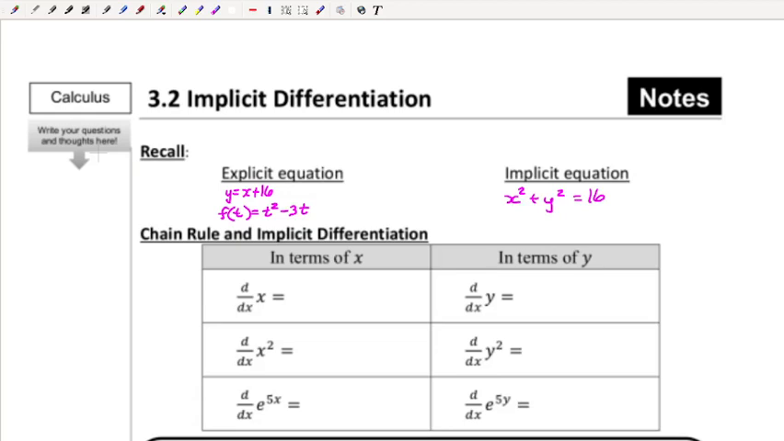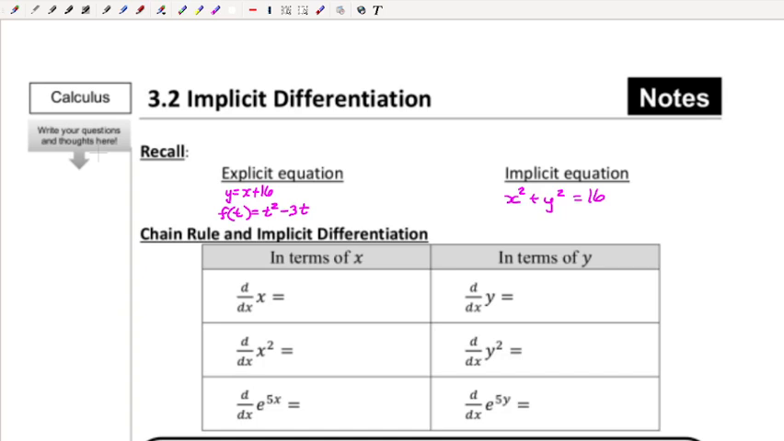In this lesson, we're going to take a look at implicit differentiation. What we've been doing so far has been explicit differentiation, which means we've only been doing differentiation with explicit equations or functions.